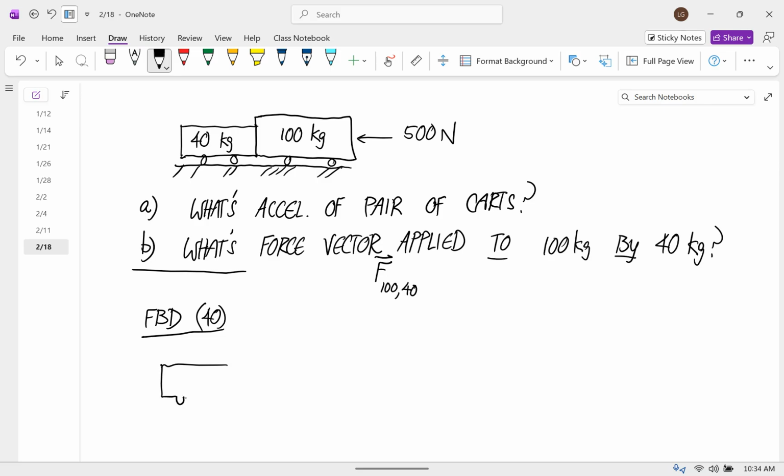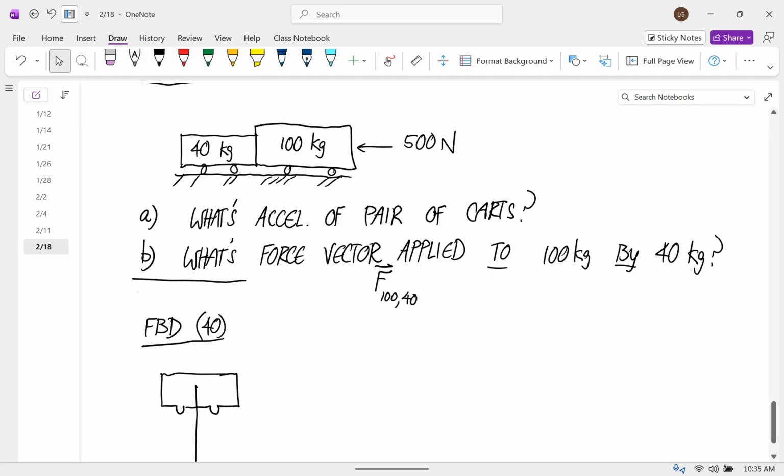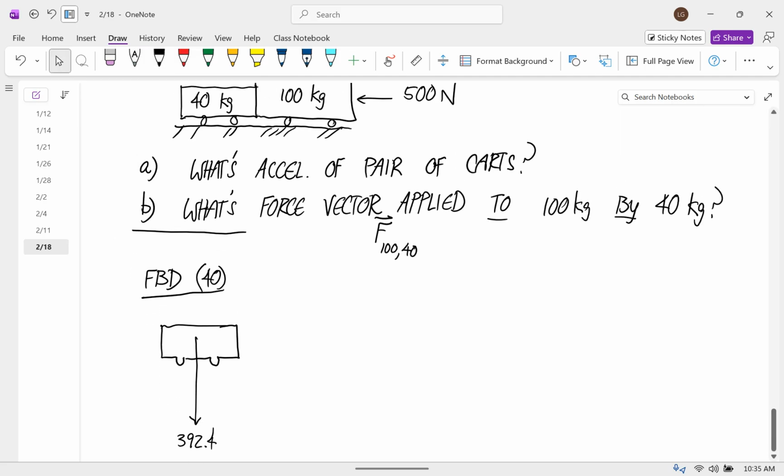So here's my closed outline. There's a weight force down that's equal to 40 times 9.81. So that is 392.4 newtons. And now the only job we have left is to go around the boundary and look for contact forces where the surroundings are in contact with the boundary.